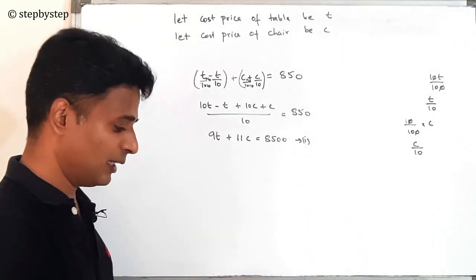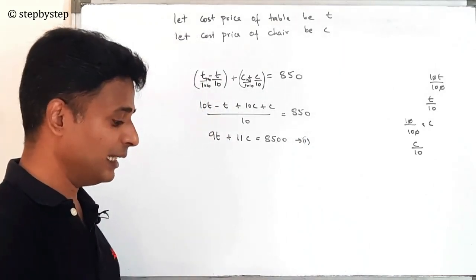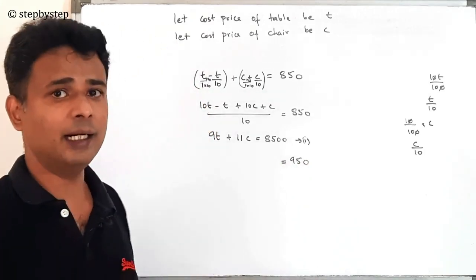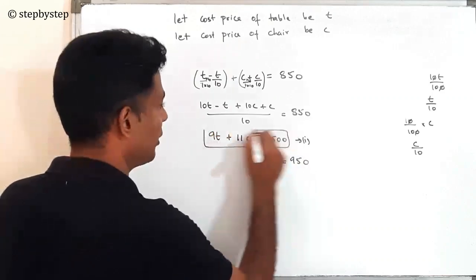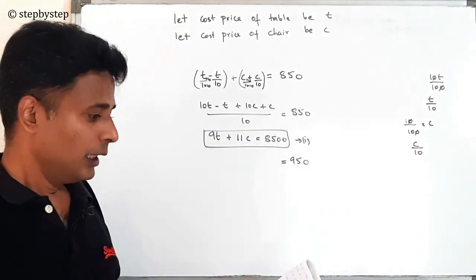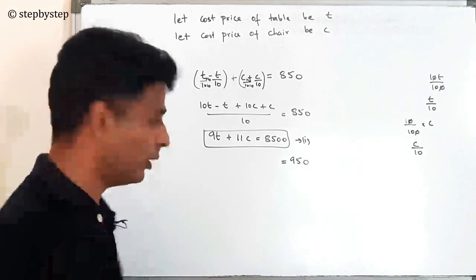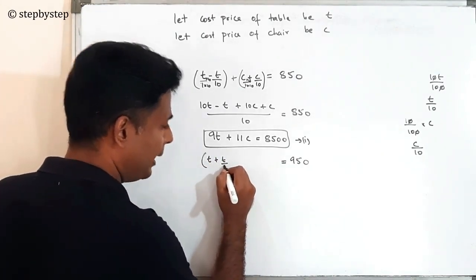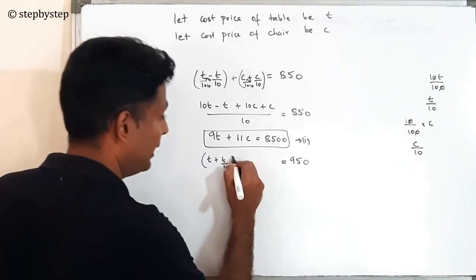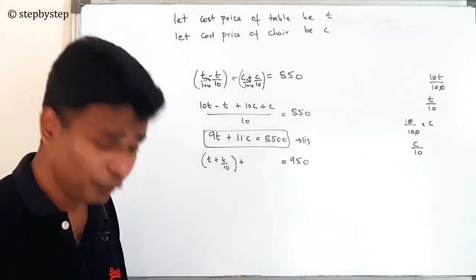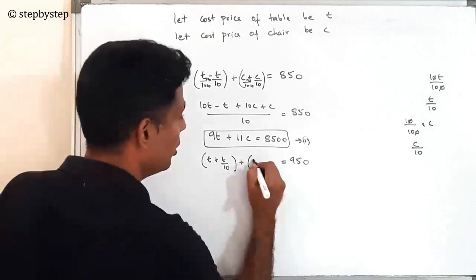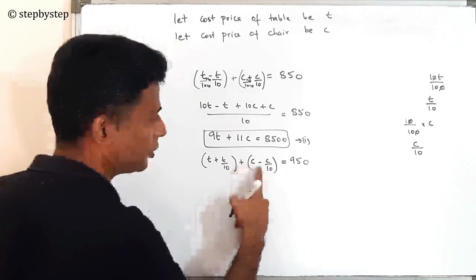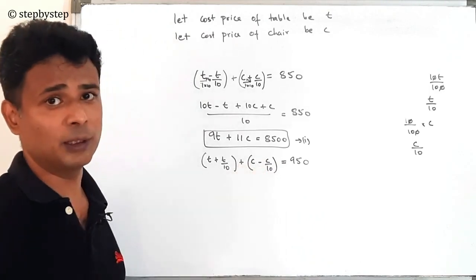Now the second condition, what have they given? By selling them together for 950, he would have made a gain of 10% on the table. So how much would he have sold the table for? T plus T by 10, right? And he would have made a loss of 10% on the chair, so C minus C by 10. He would have sold the chair for this much.